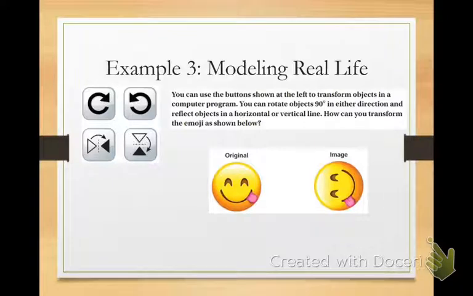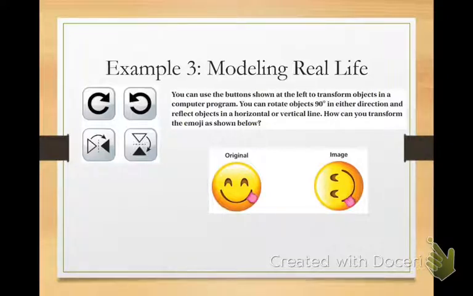So again, how could I get from original to the image? Which way would I turn the original figure? If I need to turn it down, then I would say it's a clockwise rotation. If I need to turn it the other way, I would say it's a counterclockwise. So what do you think?